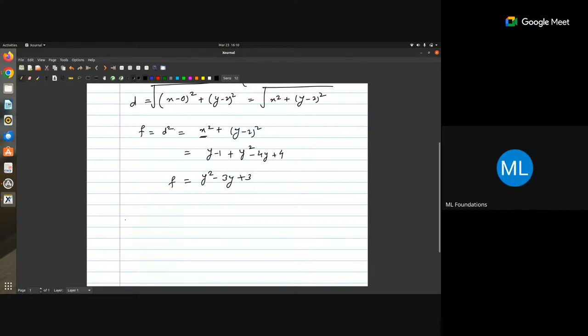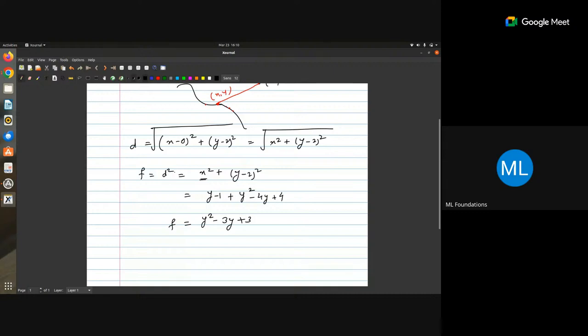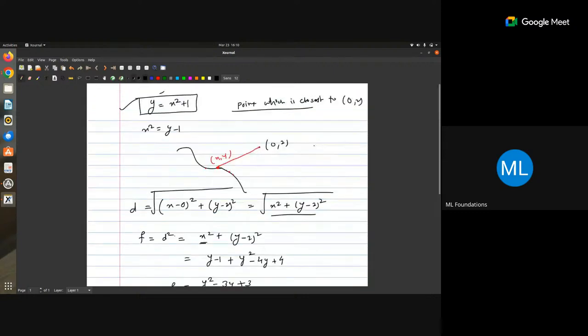So how to minimize this function then? Sir, which function is this? This distance formula only, right? I didn't do anything different. See, this was a (0, 2) point, right? And I need to find the closest point on this surface. Suppose this is y equals x square plus 1. This is not y equals x square plus 1, but I'm just saying that this is the kind of surface for which I wanted to find the distance.